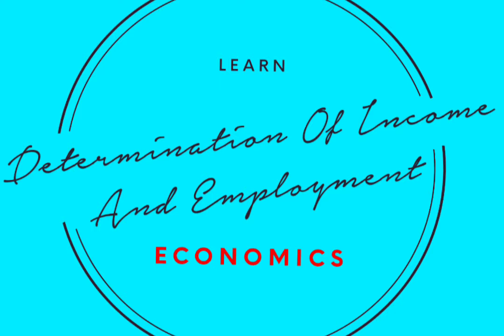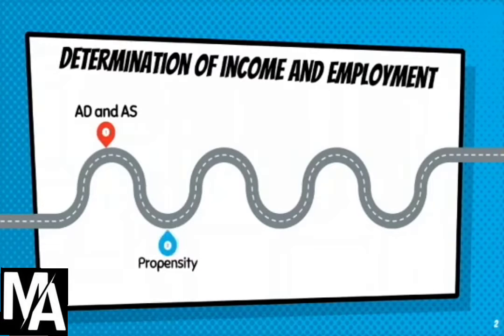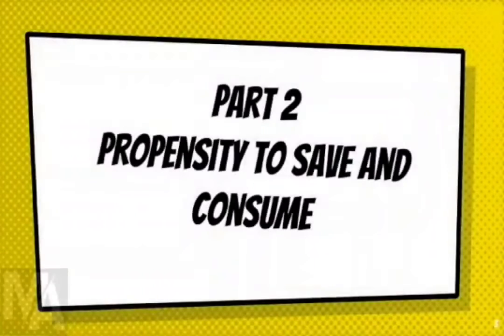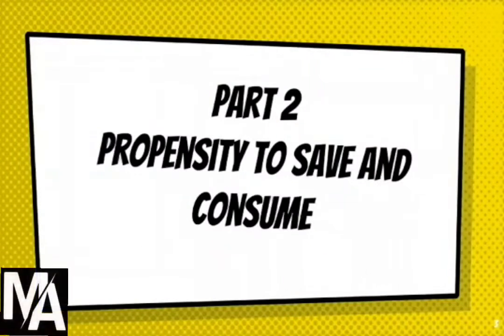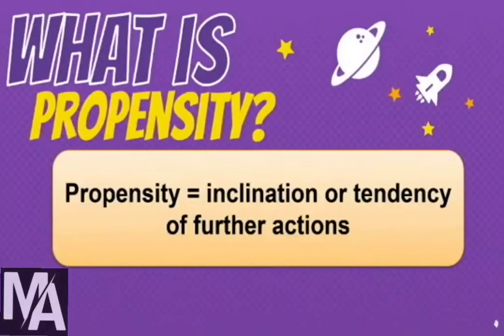And this is going to be the second video of the chapter Determination of Income and Employment. You can check out my YouTube channel where I've already released the first video, which is basically dealing with aggregate demand and aggregate supply. And this video is going to be all about propensity. Since this is the second part, we are going to deal with propensity to save and propensity to consume. First of all, it is very important to understand what the term propensity means.